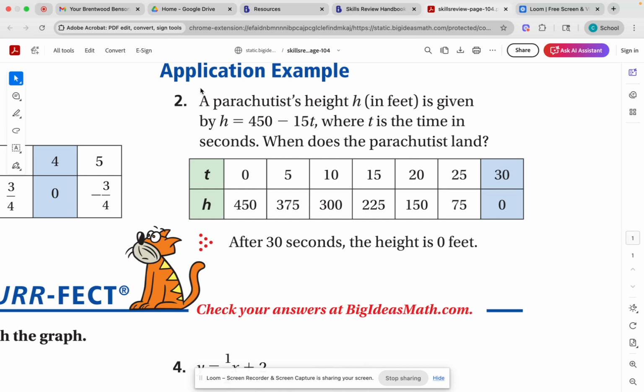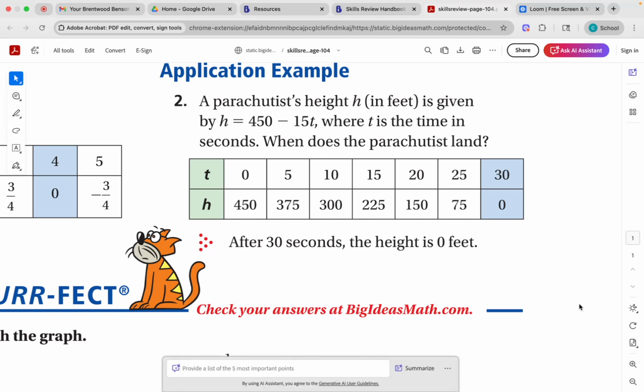All right. So do we have a slope-intercept form here? Yes. Is it in slope-intercept form? No. It is a linear equation, but it's not in slope-intercept form. So let's rearrange it. Since this is a word problem, I'm going to help you with it. All right, so let's change this. We have h equals 450 minus 15t. You're writing this down as example 2 in your journals. So let's rearrange this into slope-intercept form.